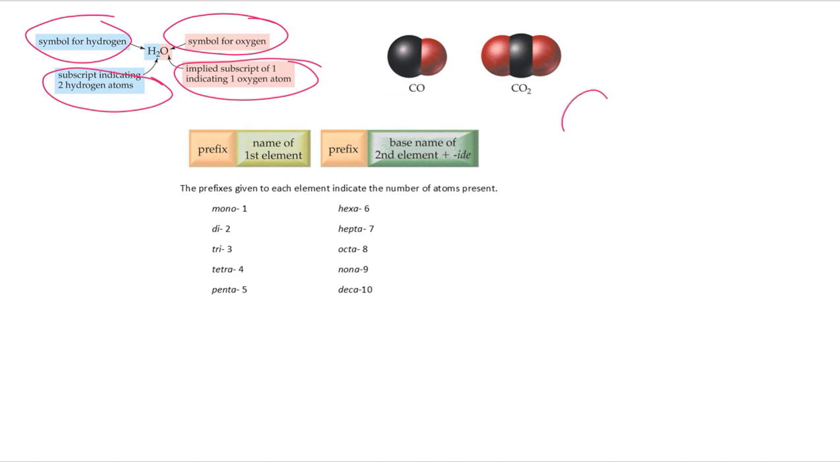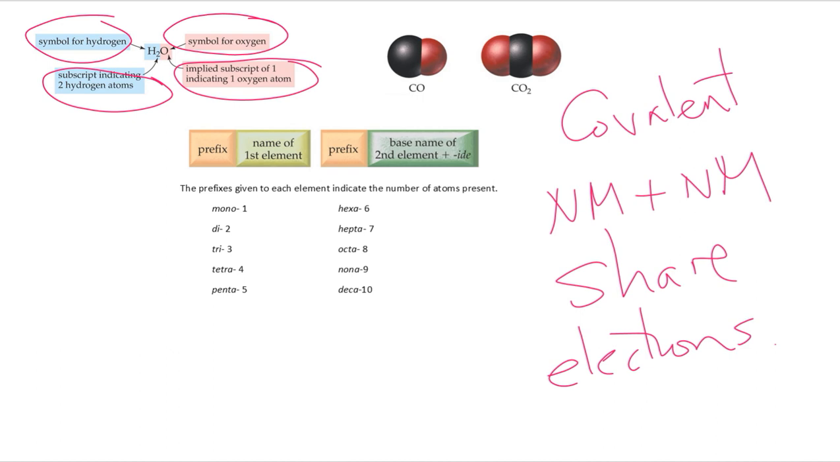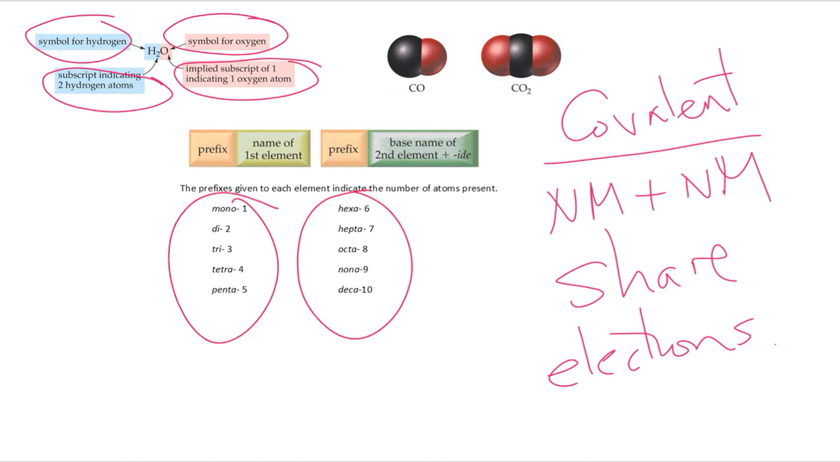In covalent compounds, we always have a non-metal plus a non-metal. They share electrons. It's different from the behavior of ionic compounds, where the metal releases electrons and the non-metal gains electrons. But in the case of covalent compounds, we have to use prefixes to indicate the number of atoms.